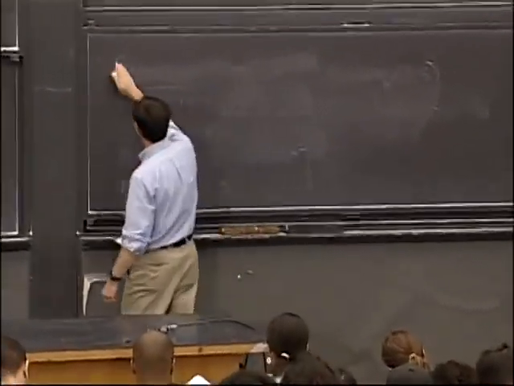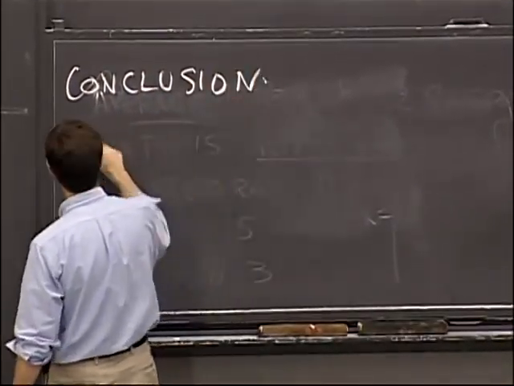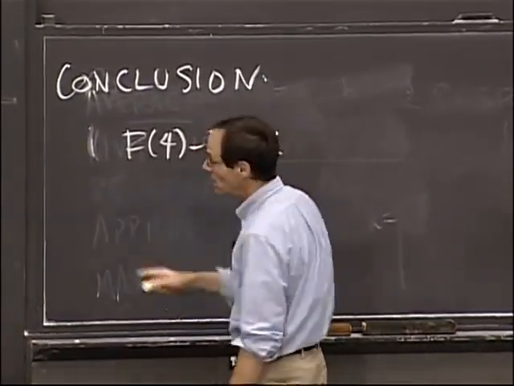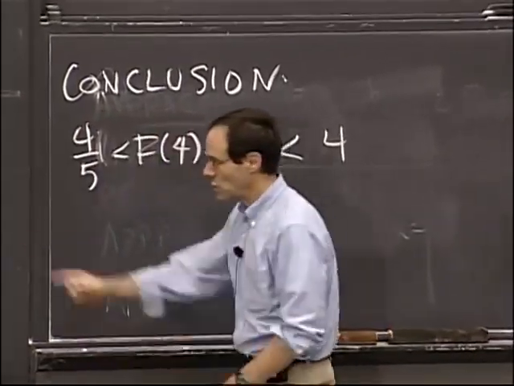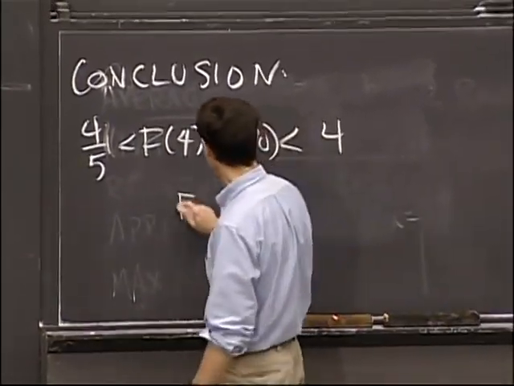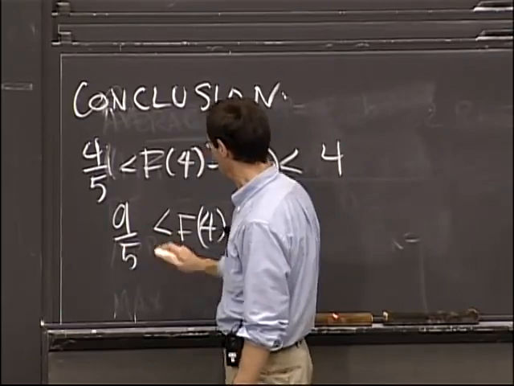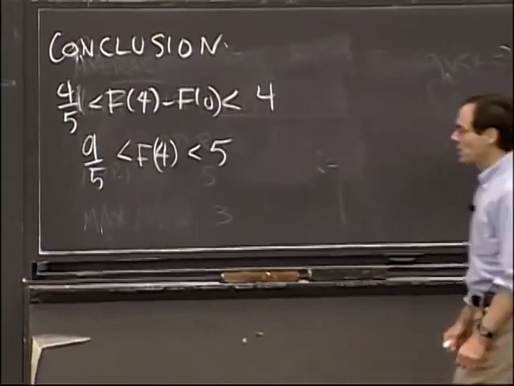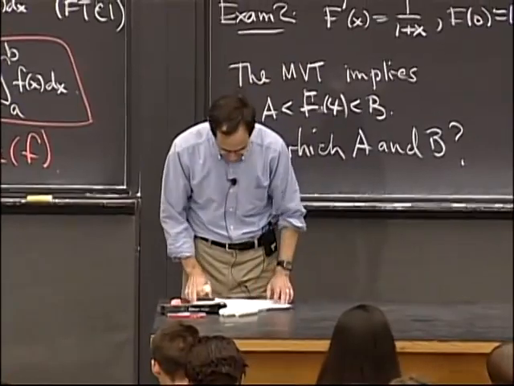And so the conclusion is that f of 4 minus f of 0 is between, well, let's see, between 4 and 4/5, which are those two numbers down there. And if you remember that f of 0 is 1, this is the same as f of 4 being between 5 and 9/5. All right, so that's the way that you were supposed to solve the problem on the exam.